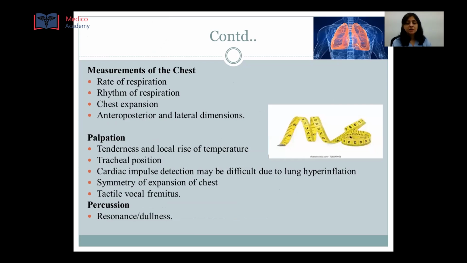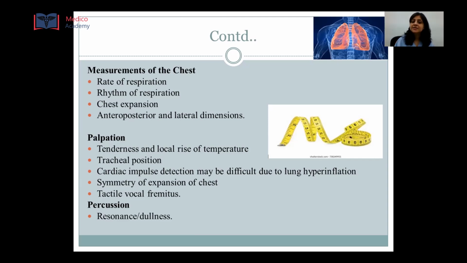Measurements of the chest: rate of respiration, rhythm of respiration, chest expansion during inspiration and expiration, and your anterior, posterior and lateral dimensions. You have to take the ratio of AP to lateral dimensions. How is the ratio affected in what kind of respiratory disease? You should know what the normal AP to lateral ratio is.